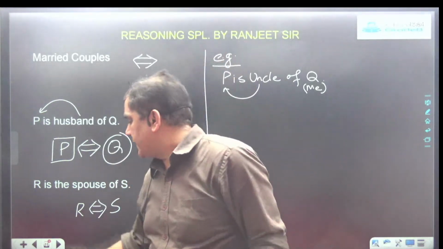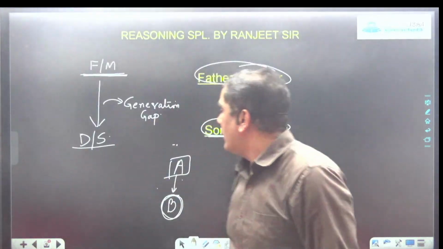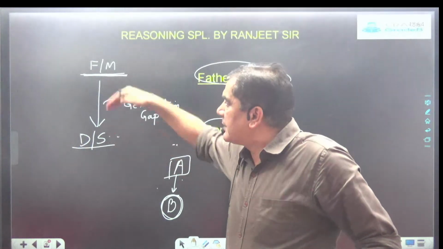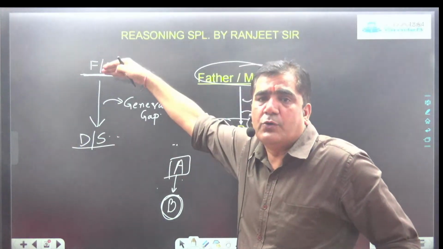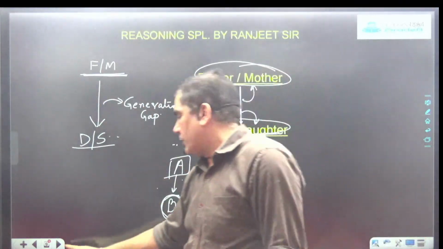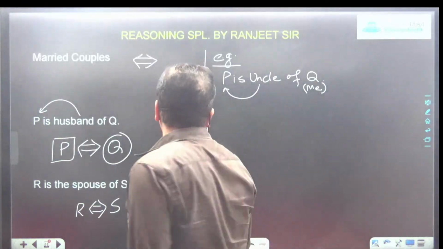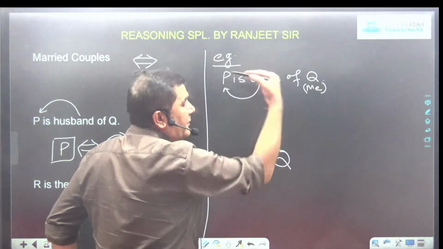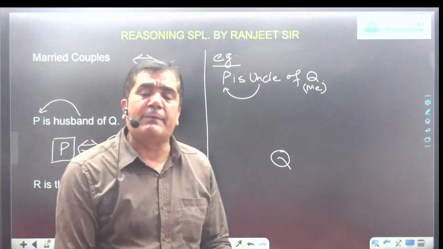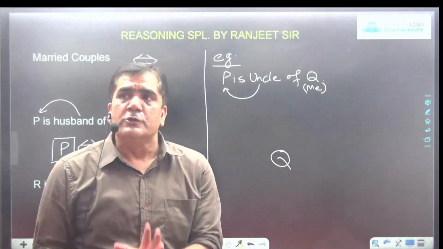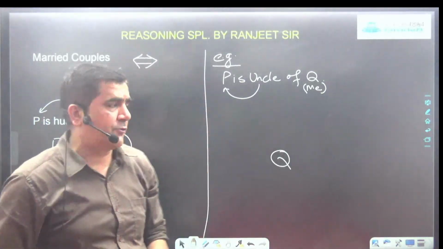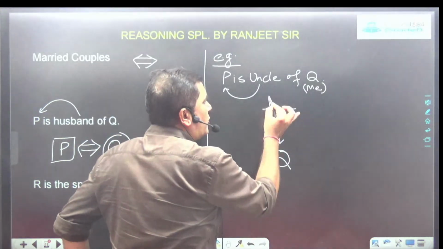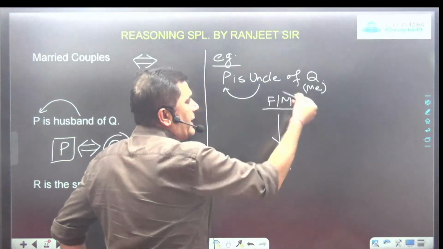And just now we have seen, father, mother always comes above the arrow. Means, if I am over here, my father, mother will be just above the arrow. Clear? So I will plot like this. Now here, P is the uncle of Q. So I am assuming myself to be Q, and I need to plot my uncle, which is P. Uncle is nothing but my father or mother's brother. So I need to plot my father, mother first. Just above this arrow, my father and mother are going to come.